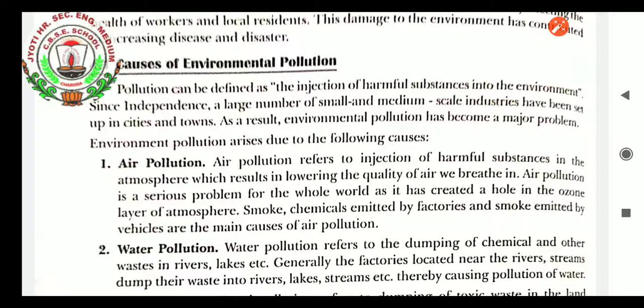Air pollution. Air pollution refers to the injection of harmful substances into the atmosphere. You know very well that industrial smoke, fuels, and dust are released in the open air, damaging and polluting the air. This harmful substance in the atmosphere results in lowering the quality of the air we breathe. Air pollution is a serious problem for the whole world, as it has created a hole in the ozone layer of the atmosphere. Smoke and chemicals emitted by factories, and smoke emitted by vehicles, are the main causes of air pollution.